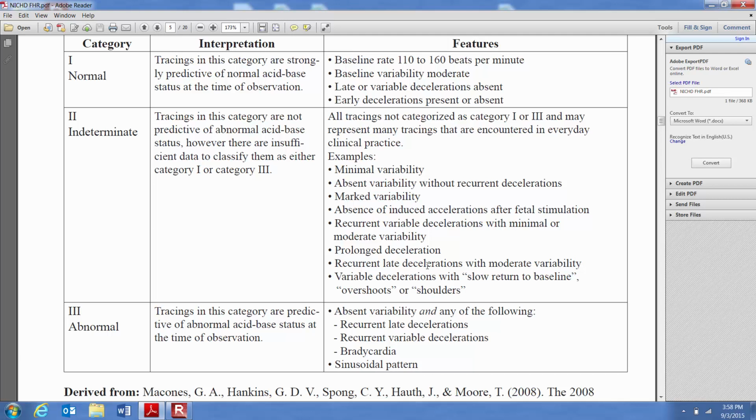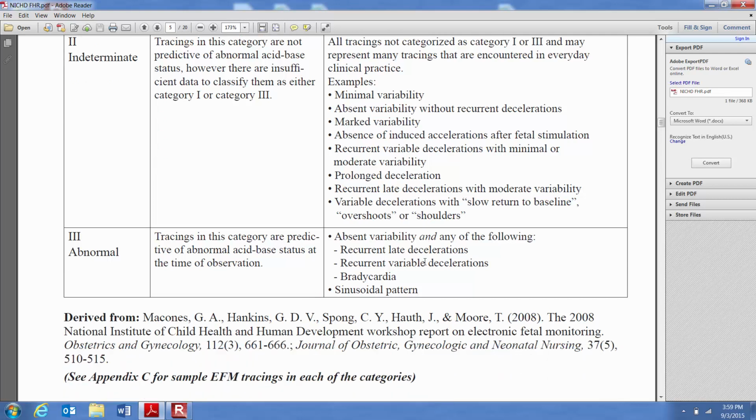So you can refer to this when you're doing your charting and when you're labeling what your tracing is. And so you call doc and you say, if all you want to say is, doc, I have a category 3 tracing, I need you here right now. He will know that your baby is having those things, and he does need to come right away. Okay?